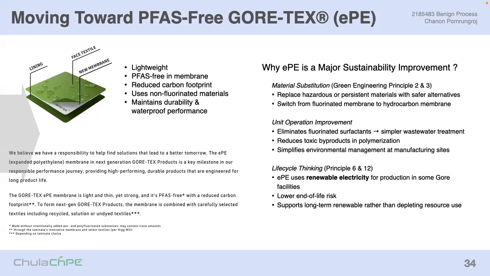So using that they create the same kind of material, but it doesn't last forever, and then create the waste issues, right? So they use principle 2 and 3. One is replacing hazardous and persistent material with safer alternative, switching from fluorinated membrane to hydrocarbon membrane. In terms of unit operation, eliminate fluorinated surfactant, simpler wastewater management, reducing toxic byproduct in polymerization, because making polyethylene is much easier than making the Teflon and the PTFE membrane, right? Simple environmental management and manufacturing site.